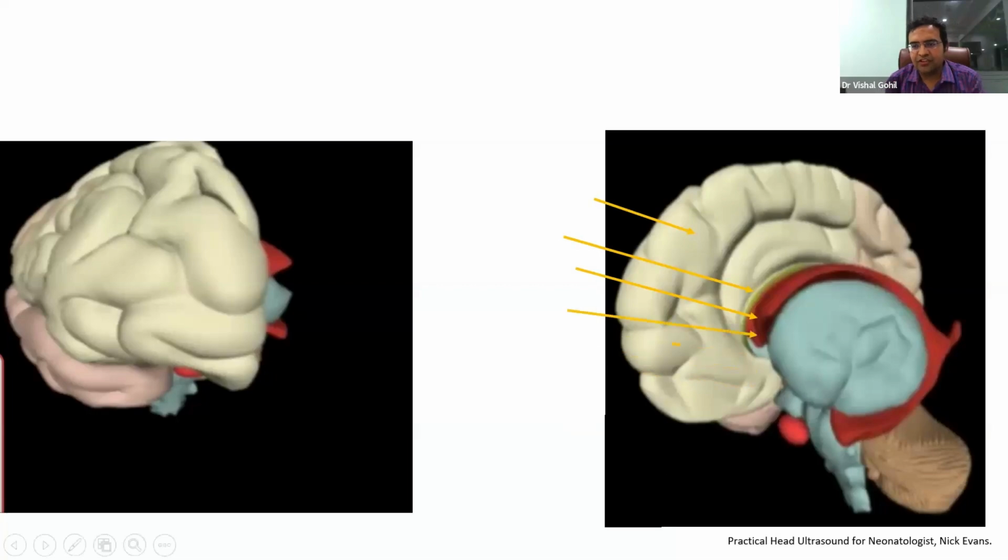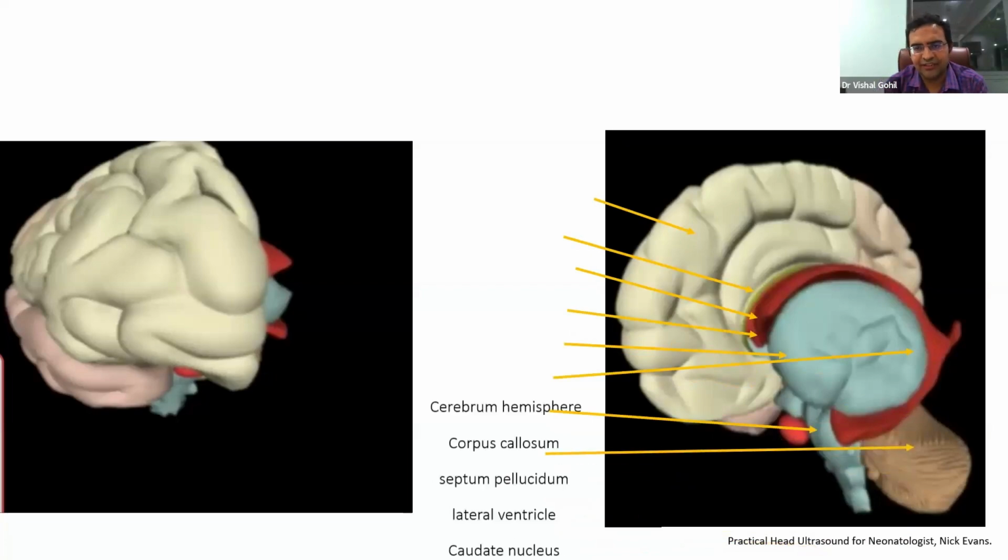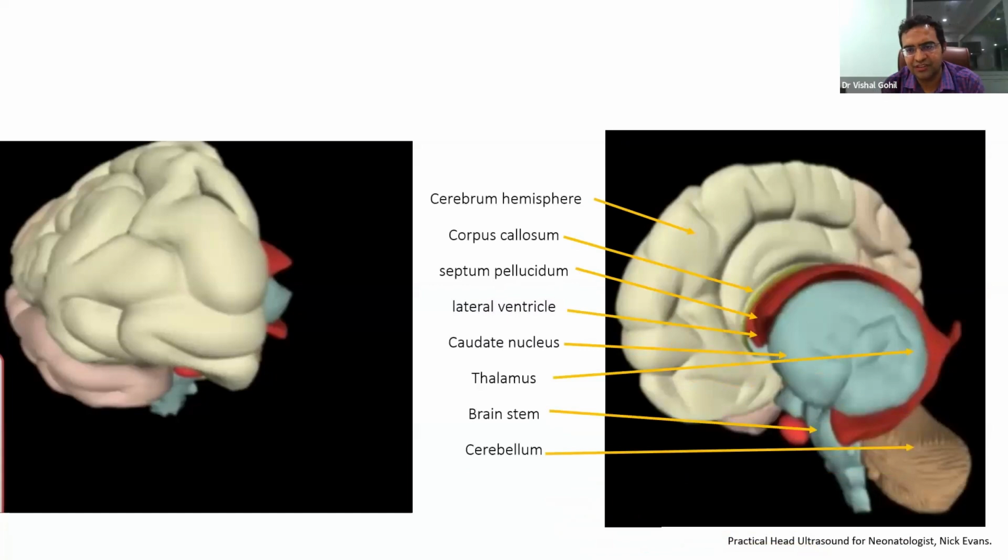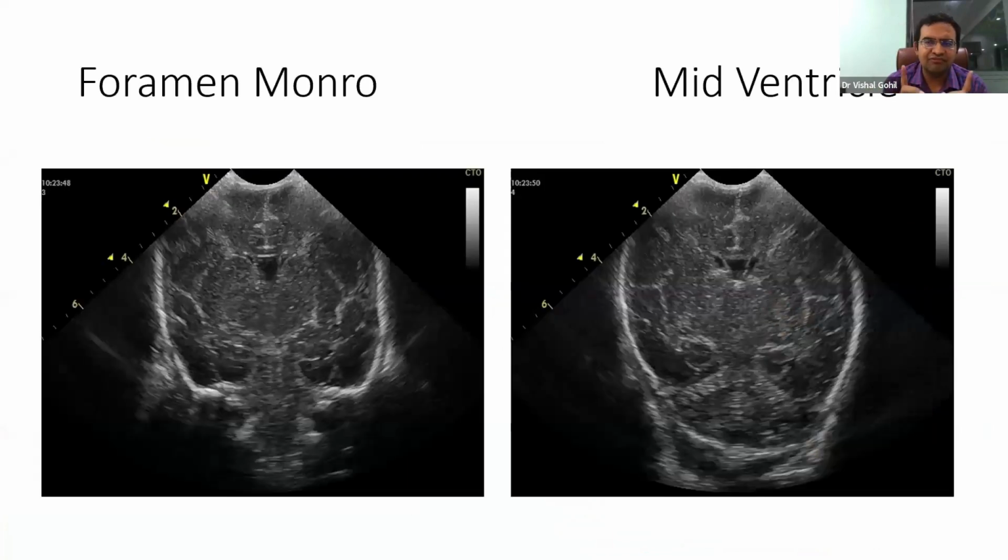Okay, yeah. So this is your caudate nucleus, this is your thalamus, this is your brain stem, and this is your cerebellum. So now you can know what you are going to see when you do the sagittal view, when you do the coronal view. Still, I would like to discuss a few important views.